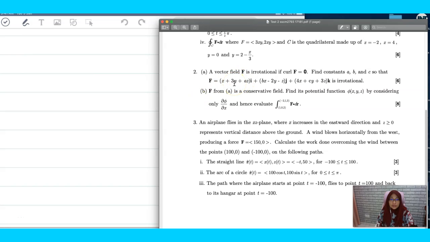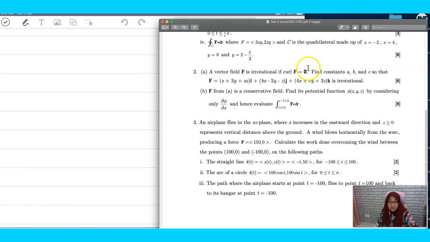So here I also give you another example regarding the curl or divergence. So look at the grade. This is Test 2 on 17-19 semester 1. So here, we are given a vector field F, and F is irrotational, which means that the curl F is 0.